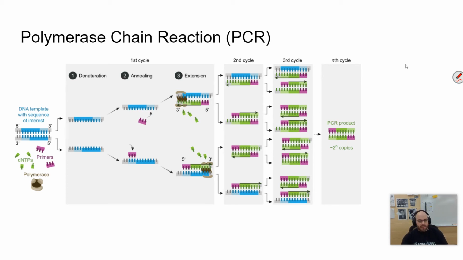One interesting thing about this is the polymerase they have to use has to be able to withstand high heat, and so they actually took the polymerase out of bacteria that are found in hot springs. I just thought that was fascinating.